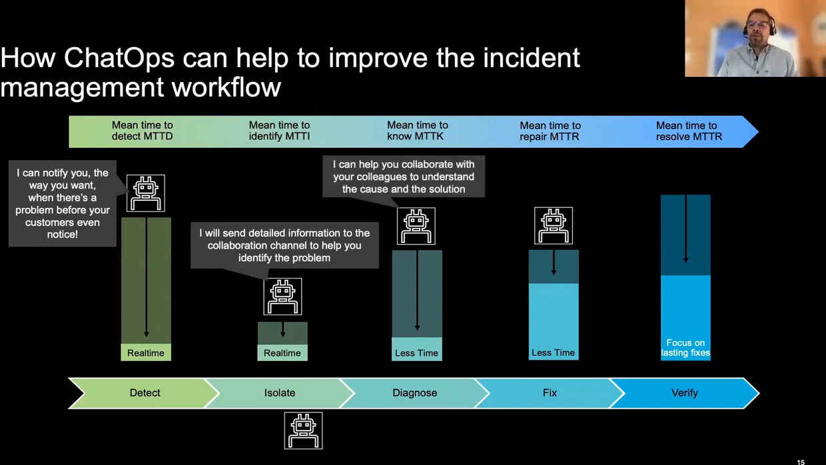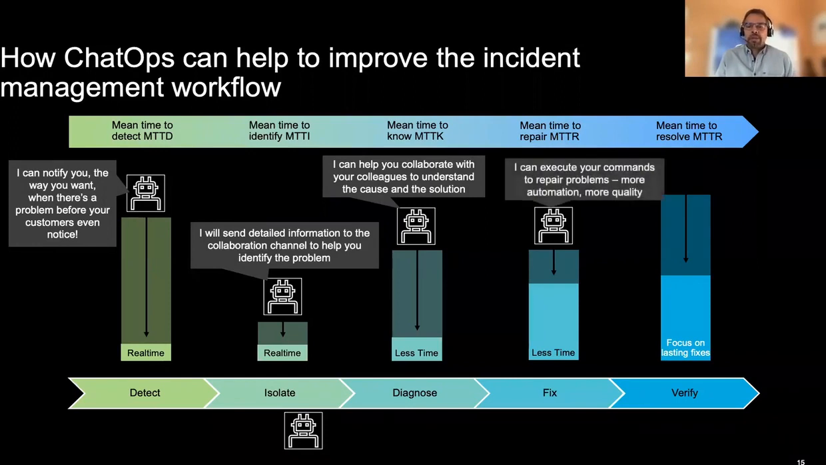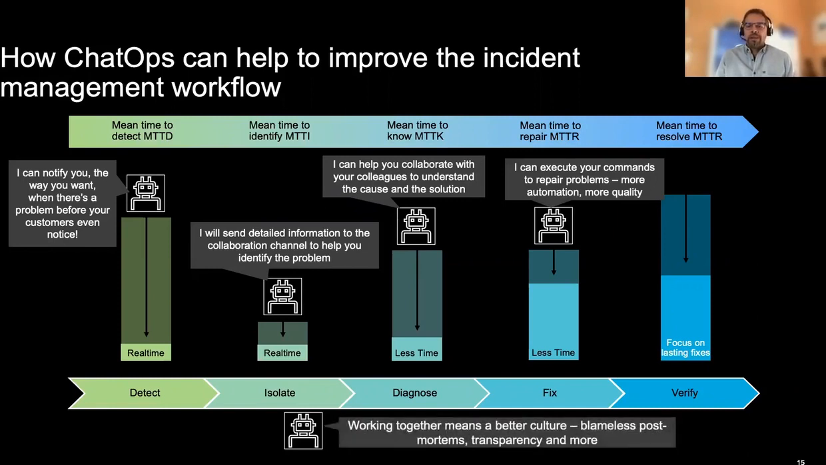ChatOps helps with the collaboration by having a channel with all the relevant people seeing the same information. This reduces the mean time to diagnose a problem. And the chatbot can even execute commands from within the chat platform, potentially even automatically, to help to reduce the time needed to repair an issue. And finally, of course, working together means a better culture, and can provide blameless postmortems, transparency and more.